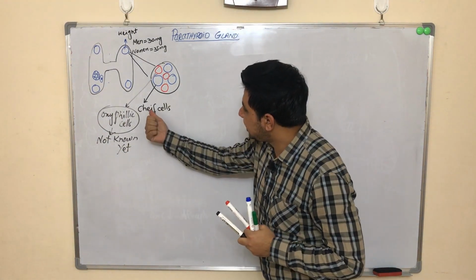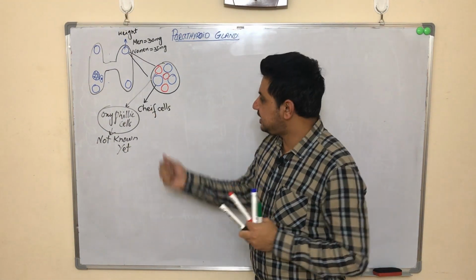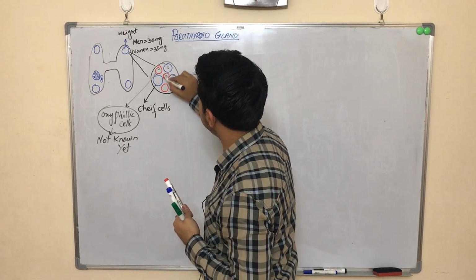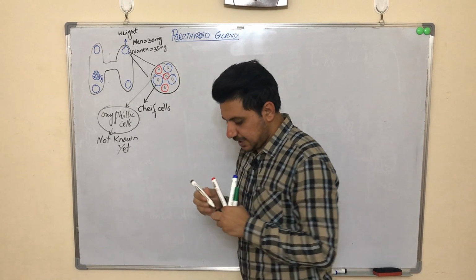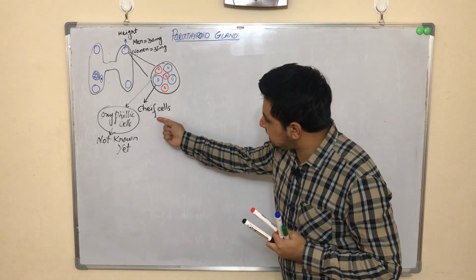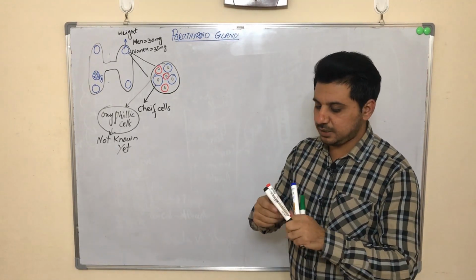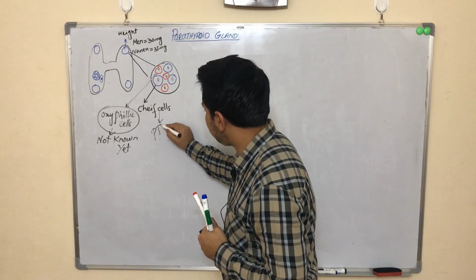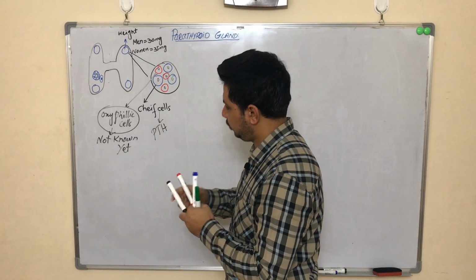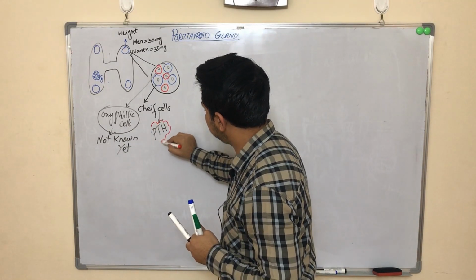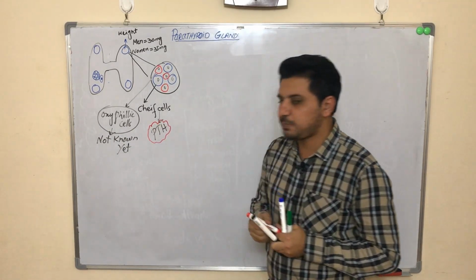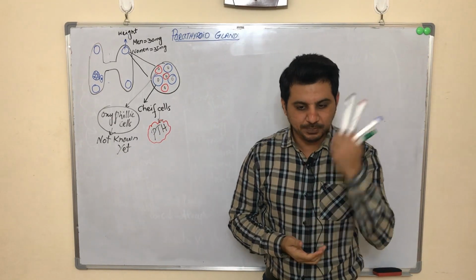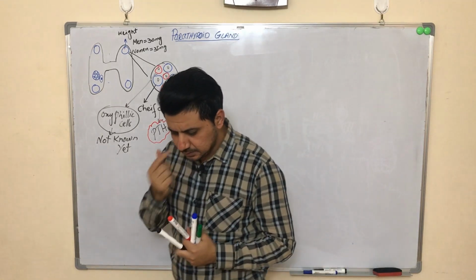Now if we talk about the chief cells, here is a nucleus like this. These chief cells are actually the cells which are responsible for the formation of parathyroid hormone. Now let me explain this.